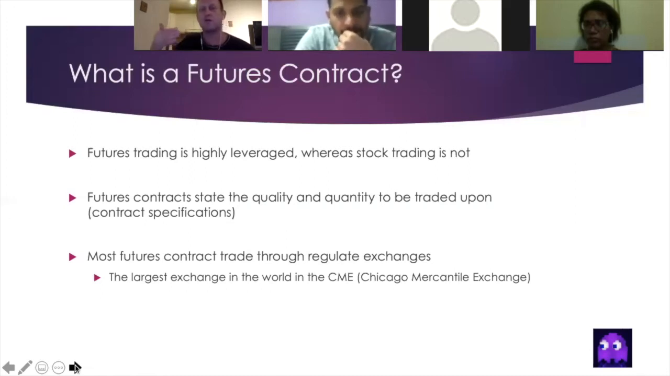With a riskier, more volatile product, these exchanges, sorry, the brokers aren't stupid, right? They understand that riskier assets are going to be more volatile, right? So they require you to put up more money in order to trade those things. Okay, so futures contracts state the quality and the quantity to be traded on. Contract specification, we discussed that earlier.